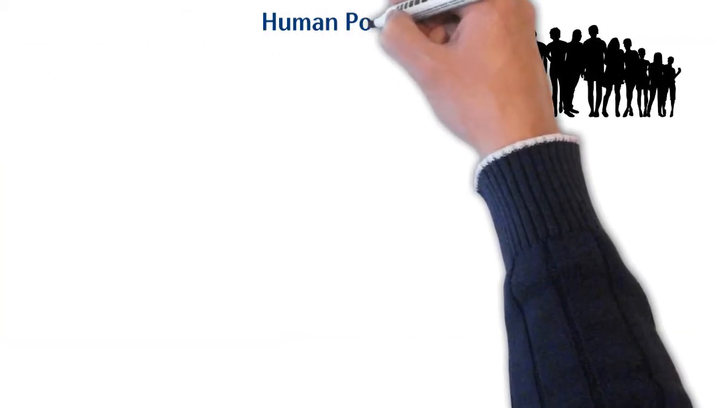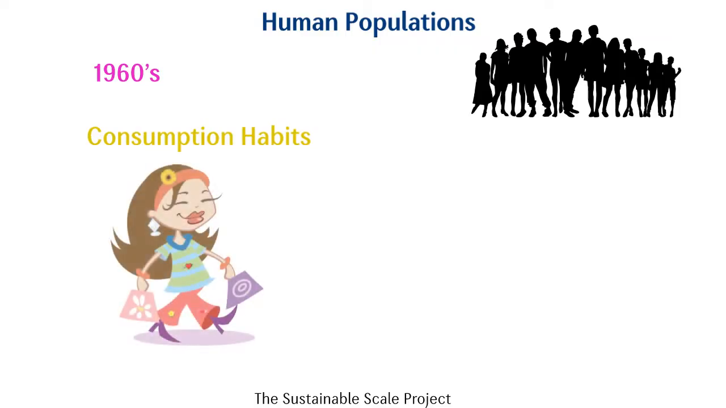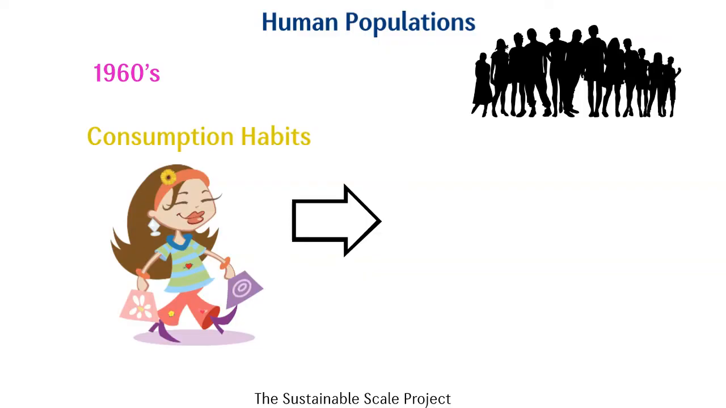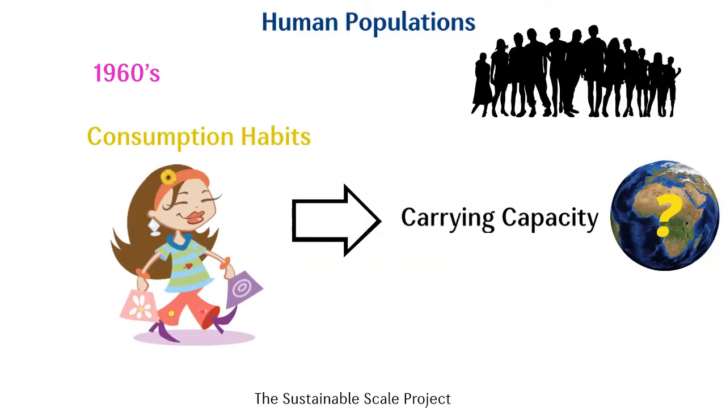The concept of carrying capacity was applied to human populations in the 1960s. It was noted that the consumption habits of humans are much more variable than those of the other animal species, making it considerably more difficult to predict the carrying capacity of the earth for human beings.